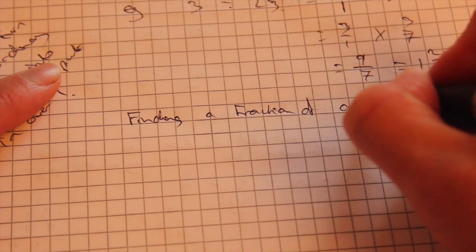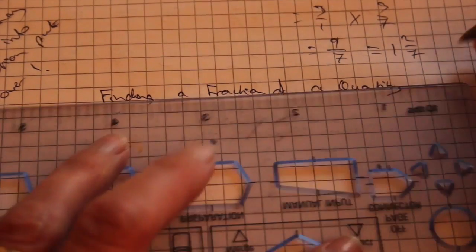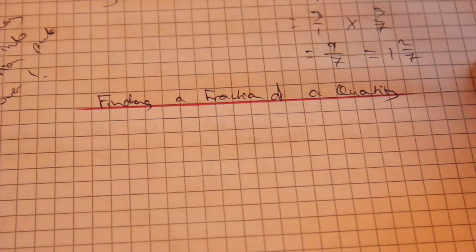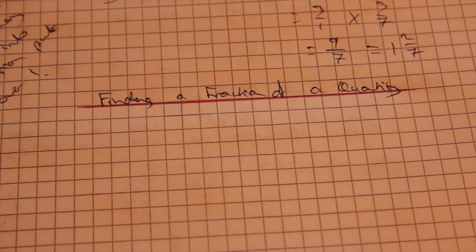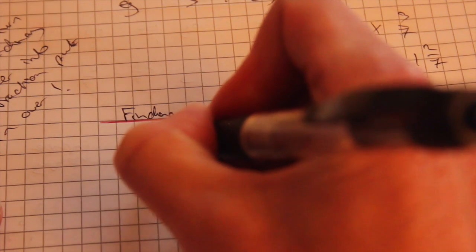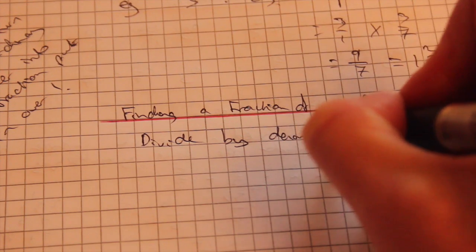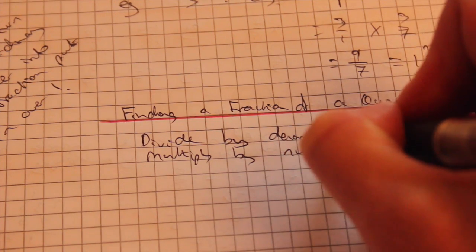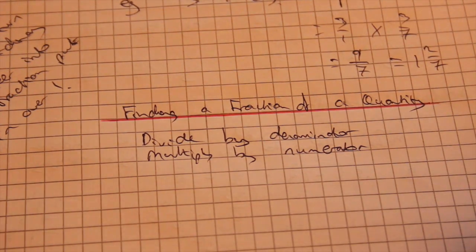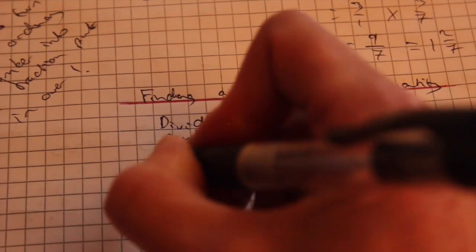The other thing I want to look at in this section is finding a fraction of a quantity. Now this is straightforward enough. If you were asked to find a half, you divide by 2. If you're asked to find a quarter, you divide by 4. If you're asked to find a fifth, you divide by 5. So basically what you do is you divide by the bottom, the denominator, and then you multiply by the numerator. That's the top. So if I wanted to find 2/5, I would divide by 5 and I would times by 2. If I wanted to find 4/7, I'd divide by 7 and I'd multiply by 4.